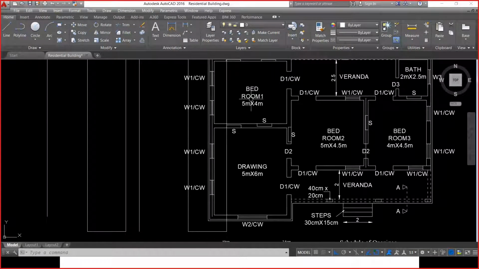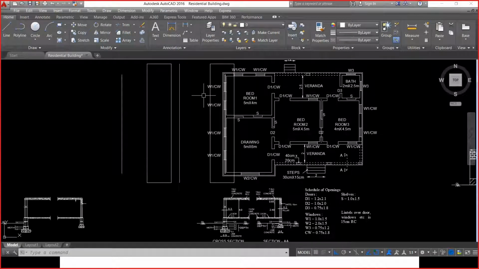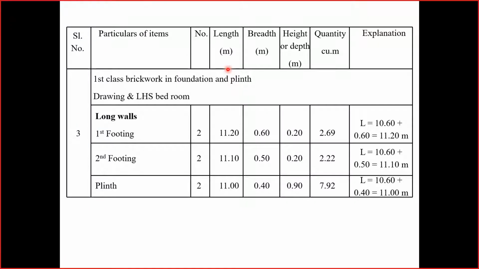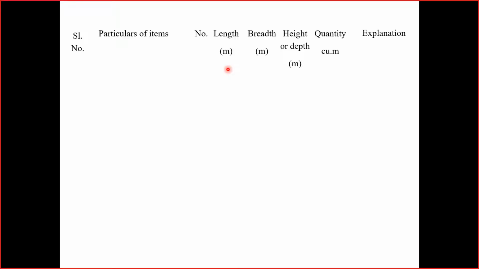Whatever calculations I have done are only for the drawing area and bedroom number 1, and that too for long walls only. We have to do the same thing for short walls as well.